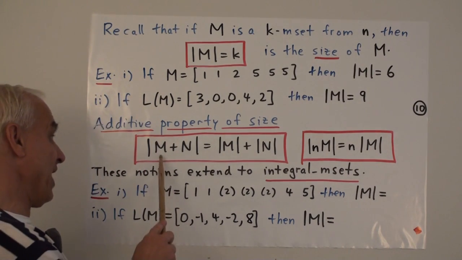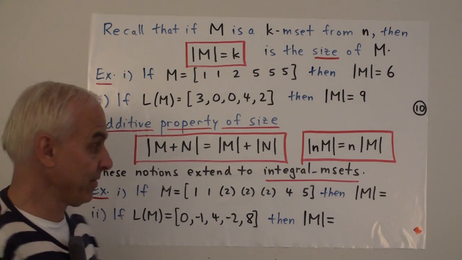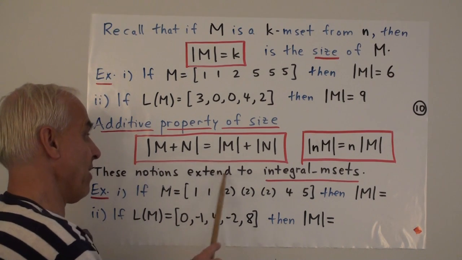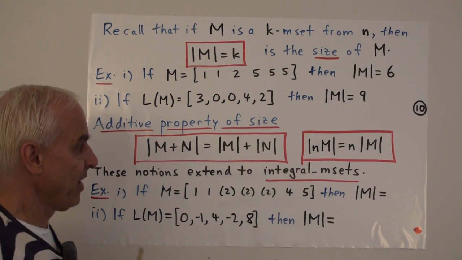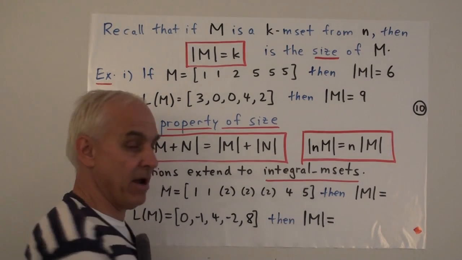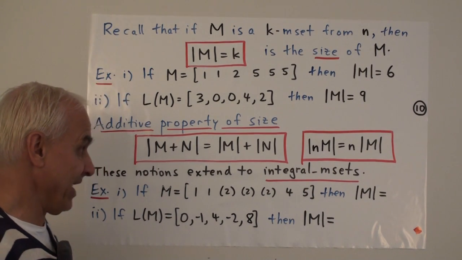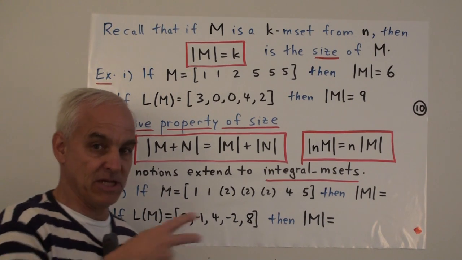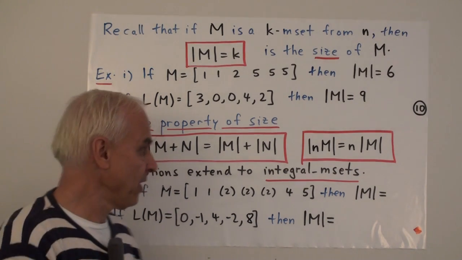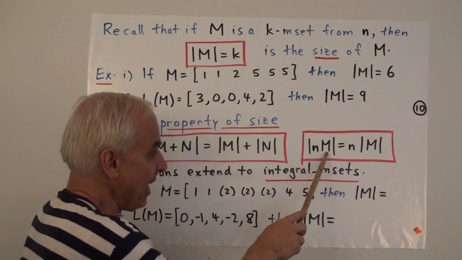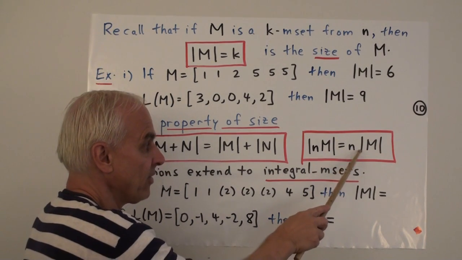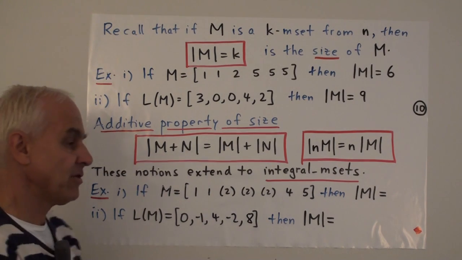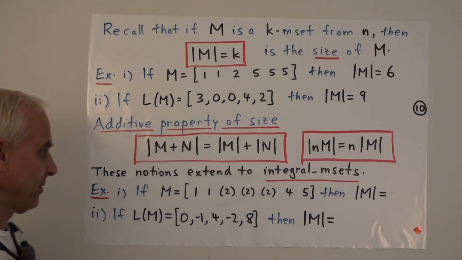And this notion of size has some pleasant properties. In particular, when we add 2 M-sets, then the size of M plus N is equal to the size of M plus the size of N. And if we multiply an M-set by a scalar or a number like n, if we multiply an M-set by 2, I remind you that just means that we double all the elements. So the size of nM is n times the size of M. Now these notions extend to integral M-sets.